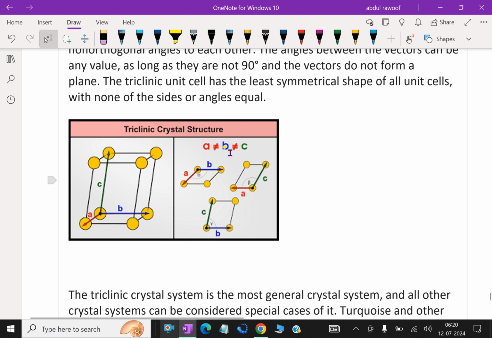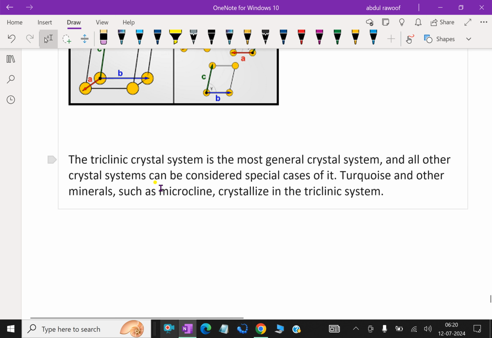a is not equal to b is not equal to c. Also, alpha, beta, gamma are not equal to 90 degrees. The triclinic crystal system is the most general crystal system, and all other crystal systems can be considered special cases of it. Turquoise and other minerals such as microcline crystallize in the triclinic system.